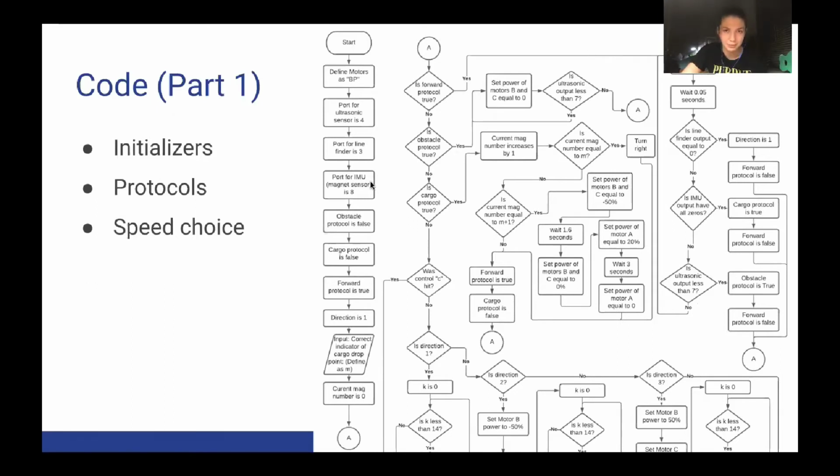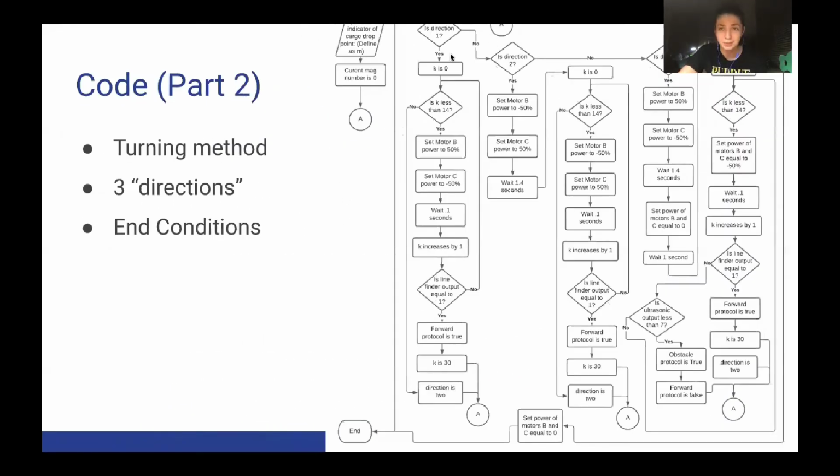That's all very nice. One of the things that we had to hard code in was our speed choice, and that took a lot of trial and error to find a good speed that would allow us to complete the speed test well and also be different on the track so that it could go over obstacles and the hill.